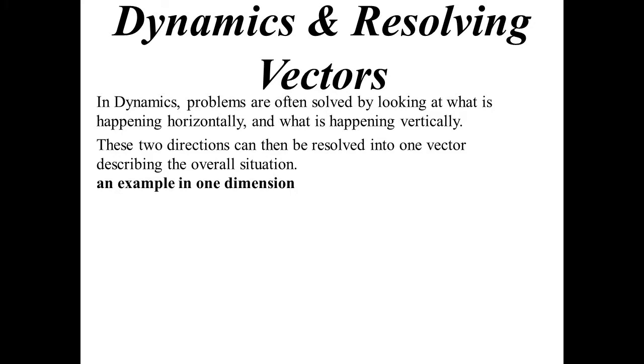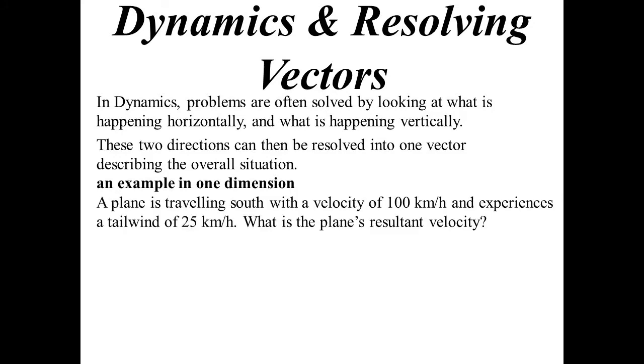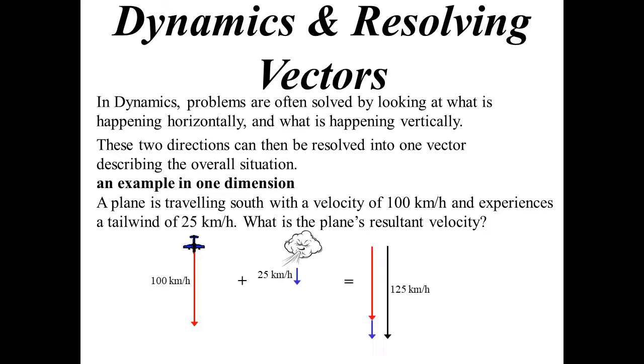So just say we were dealing with one dimension. We've got a plane travelling south, velocity 100 kilometres per hour. It also has a tailwind of 25 kilometres per hour. What's the plane's resultant velocity? So there's our plane going at 100 kilometres an hour, but then the wind blows 25 kilometres per hour. So the overall effect would be the addition of these two things, and it would look like the plane's going at 125 kilometres per hour.